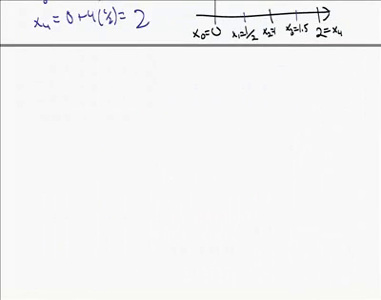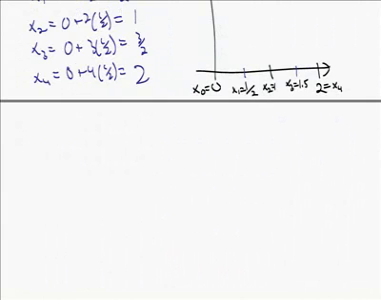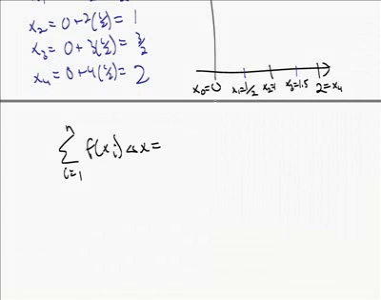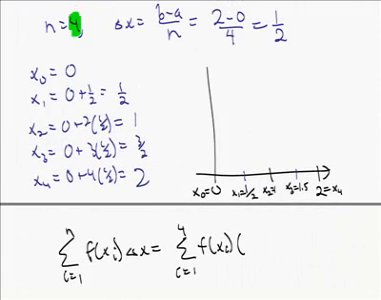So using our definition of the Riemann sum, we say that we have the sum i going from 1 to n of f of x. Now for right subintervals, we're going to be doing f of x sub i times delta x. So for us, this is going to be the sum i goes from 1 to 4 of f of x sub i times delta x. Now delta x, as we said, was 1 half.